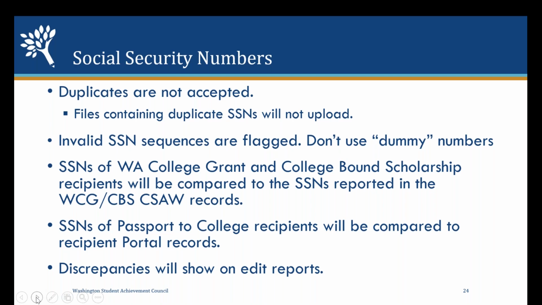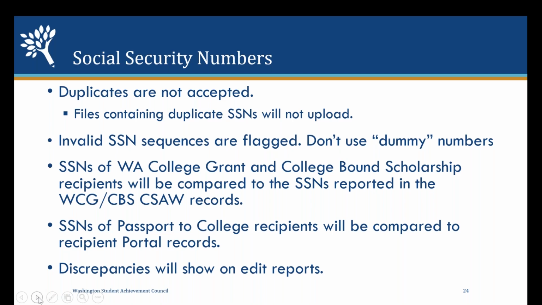Invalid Social Security number sequences are flagged. Please don't use dummy numbers. We get a number of SSNs that are 1, 2, 3, 4, 5, 6, 7, 8, 9, nine 9s, nine zeros, and these are not valid. So we have to go back and figure out what it is that you wanted, and it usually will generate an email or a phone call from one of us.